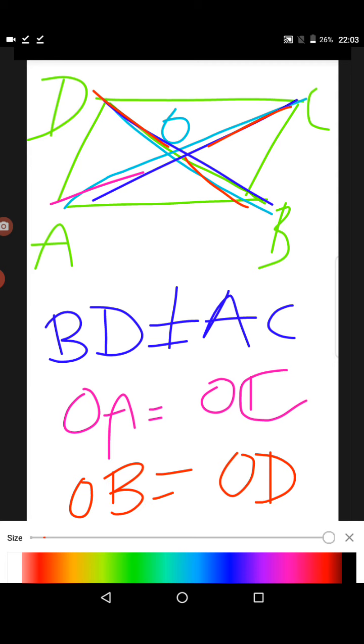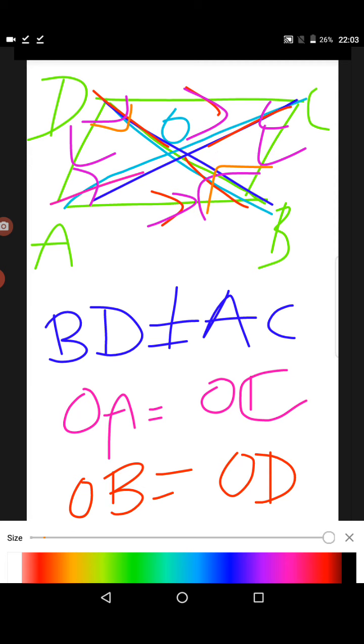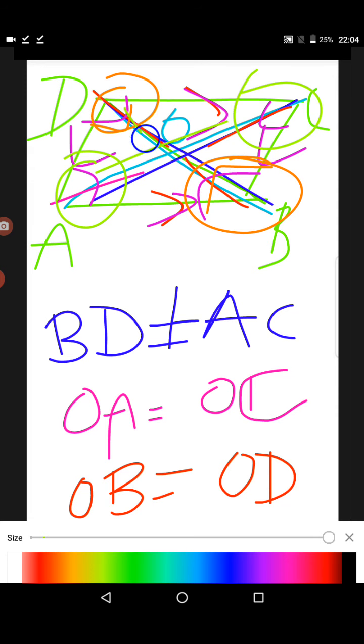And one more thing, opposite angles of a parallelogram are equal. I will show in a different color. See this angle and this angle, they both are equal. So these two angles are equal and these two angles are equal. So like that. That is one more thing in a parallelogram.